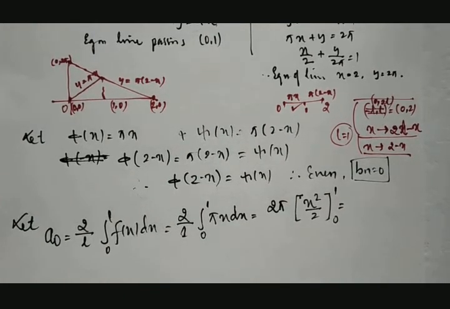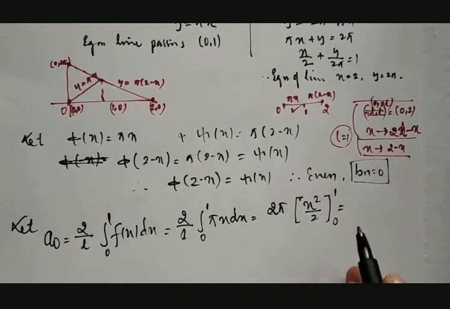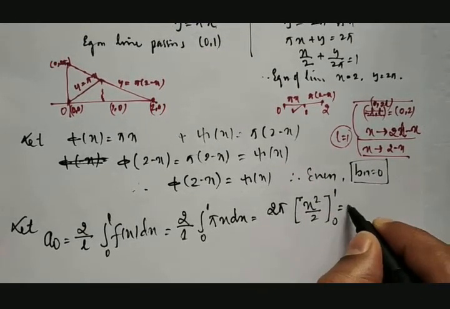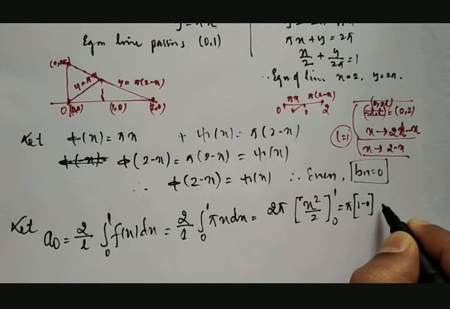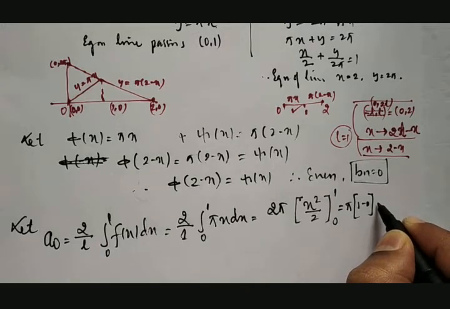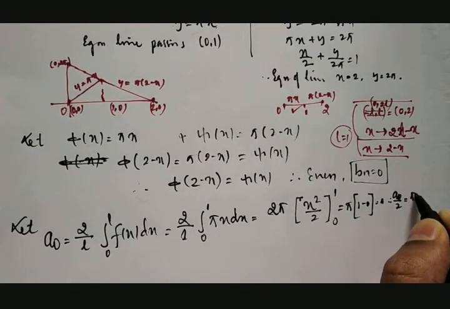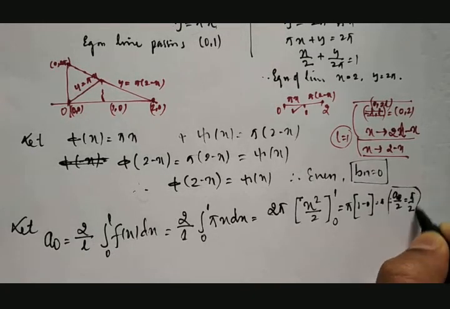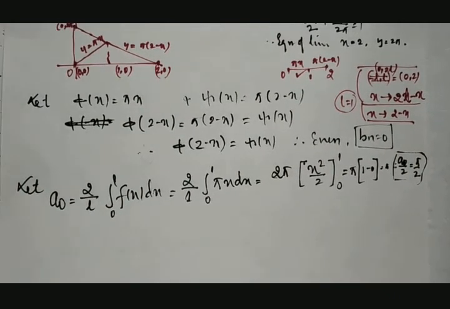If you put upper and lower limit, then what will we be getting? 2 cancels. Then outside it will be pi into upper limit 1 square minus lower limit 0. Therefore, this is equal to pi. Therefore, what is a0 by 2? That is pi by 2. So a0 by 2 is equal to pi by 2.